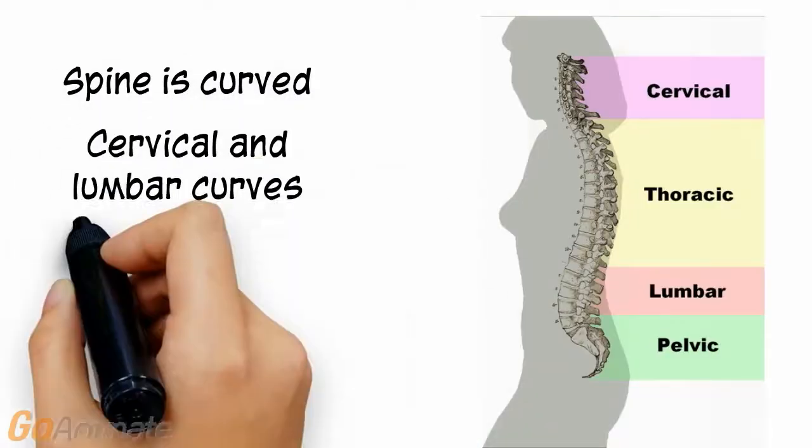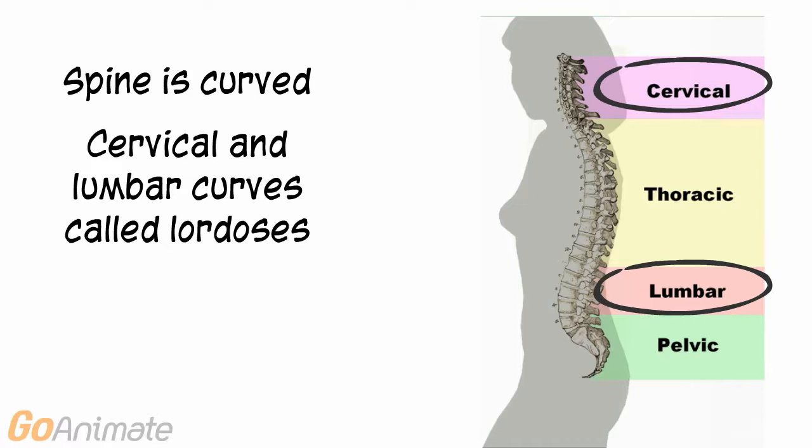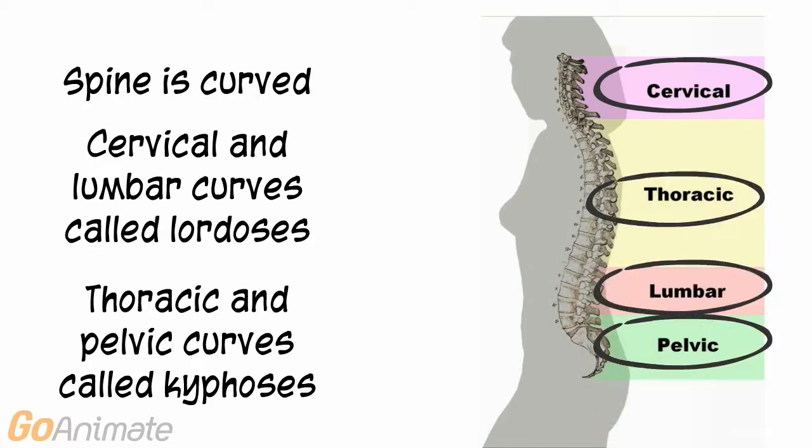The spine is curved. There are 4 curves. The cervical and lumbar curves are called lordoses. There is a cervical lordosis and a lumbar lordosis. The thoracic and pelvic curves are called kyphoses. So there is a thoracic kyphosis and a pelvic kyphosis.